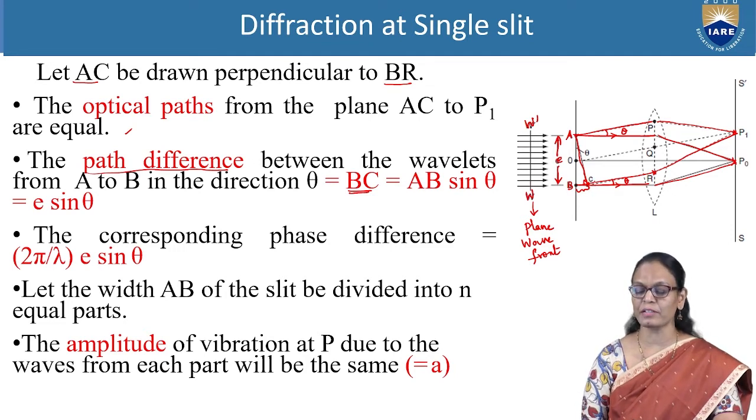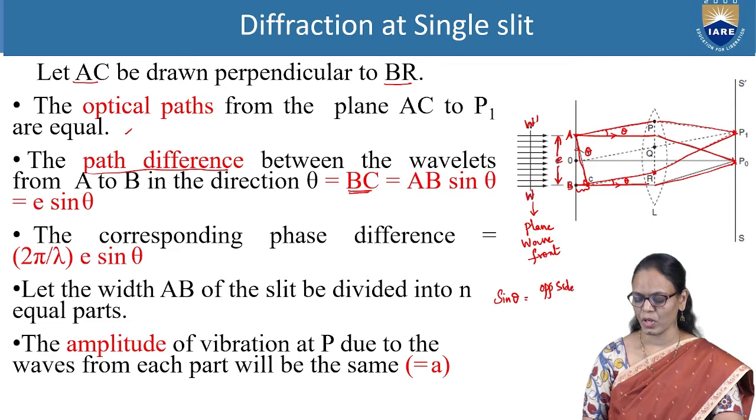So how do we get BC? If you see from the geometry of the figure, this is theta. So we are going to write sine theta. Sine theta is equal to opposite side upon hypotenuse.